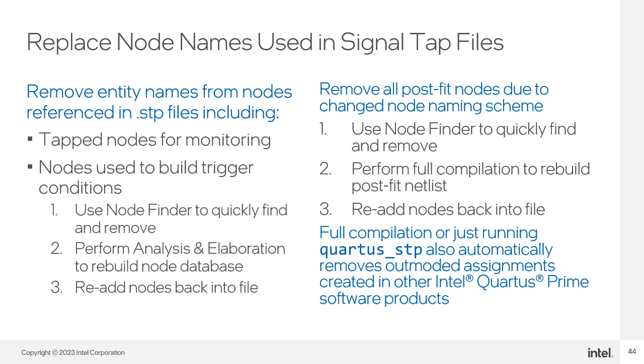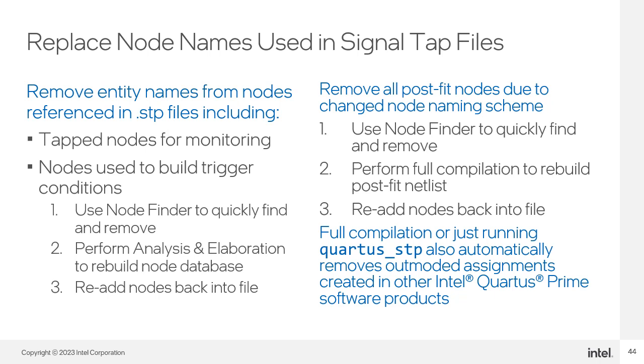If you are tapping post-fit nodes for the logic analyzer, these must be replaced as well. The post-fit node naming scheme is different between other Intel Quartus software products and the Pro Edition. Again, use the node finder to find and remove the post-fit nodes. Perform a full compilation, running the fitter, to recreate the post-fit netlist. Now use the node finder again to add the desired post-fit nodes back into the STP file.